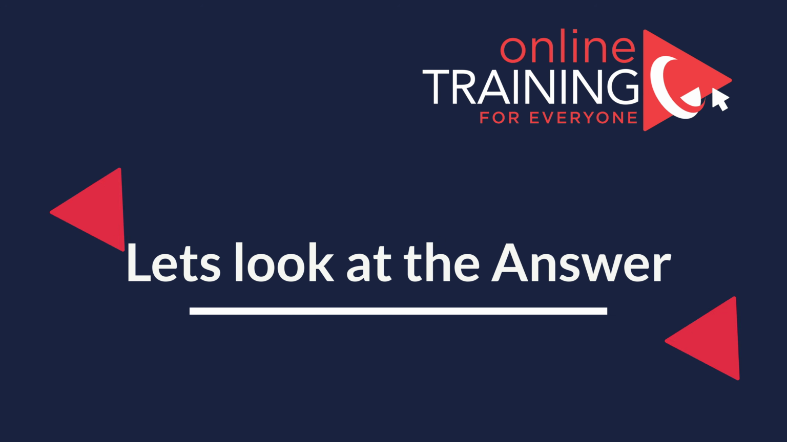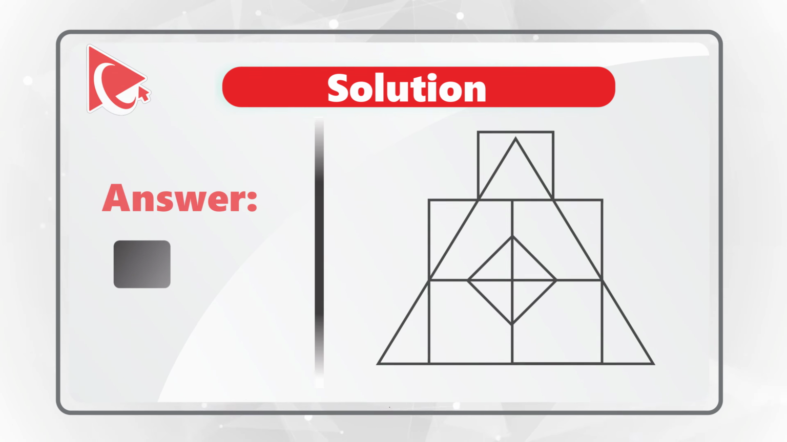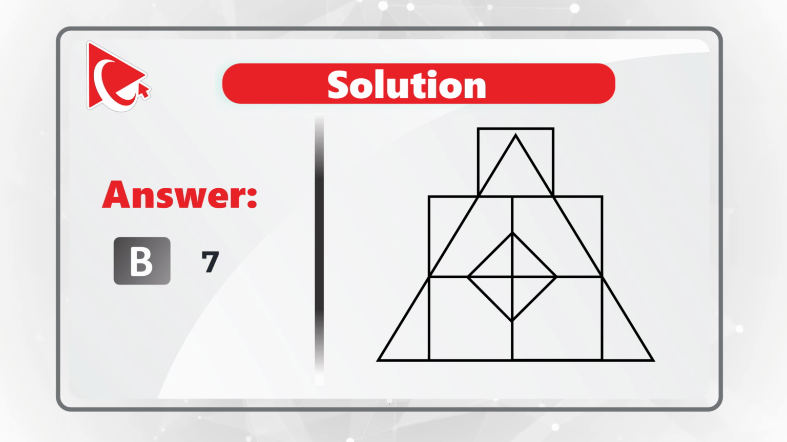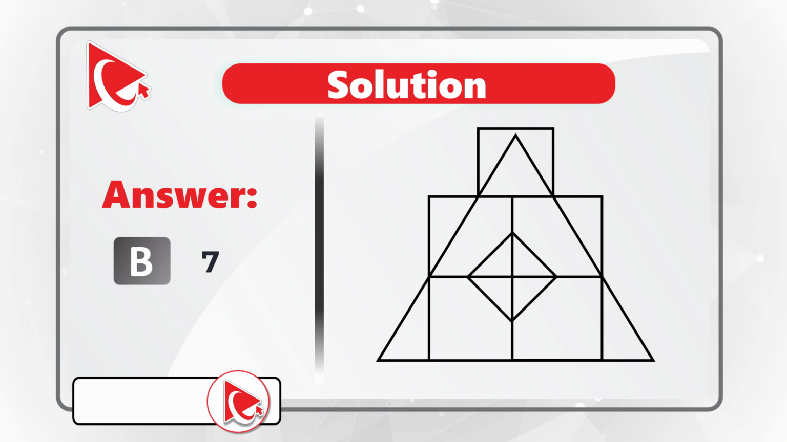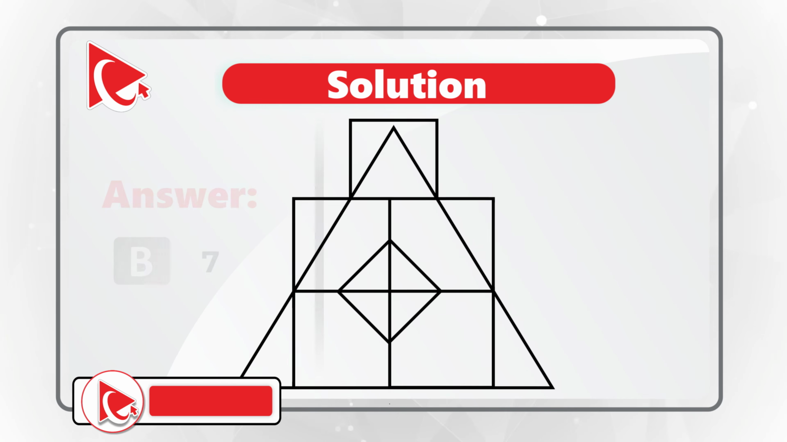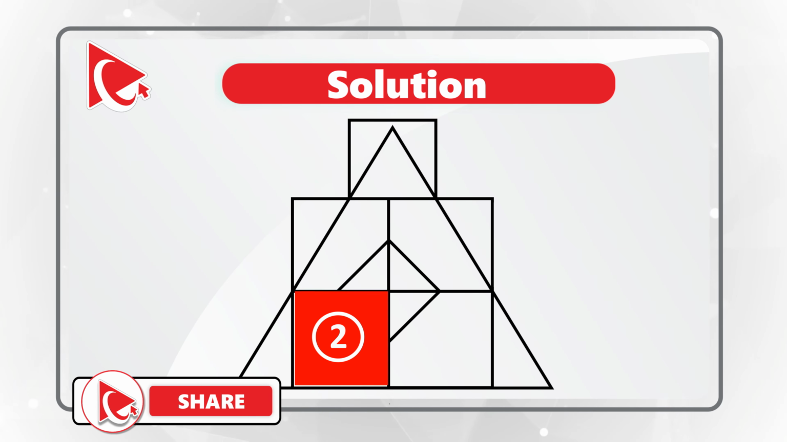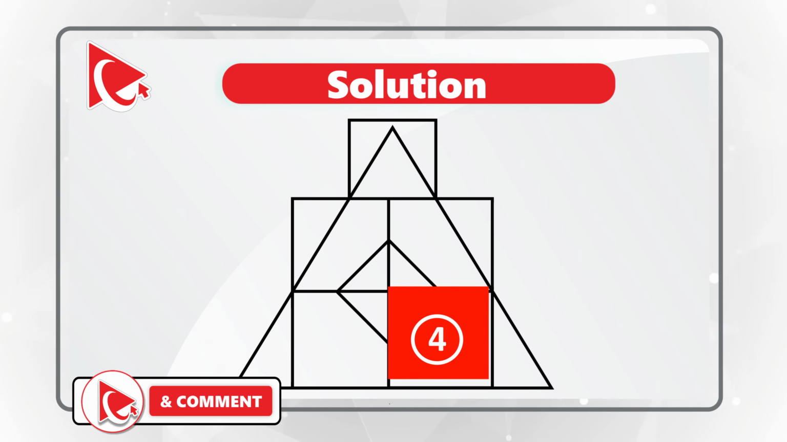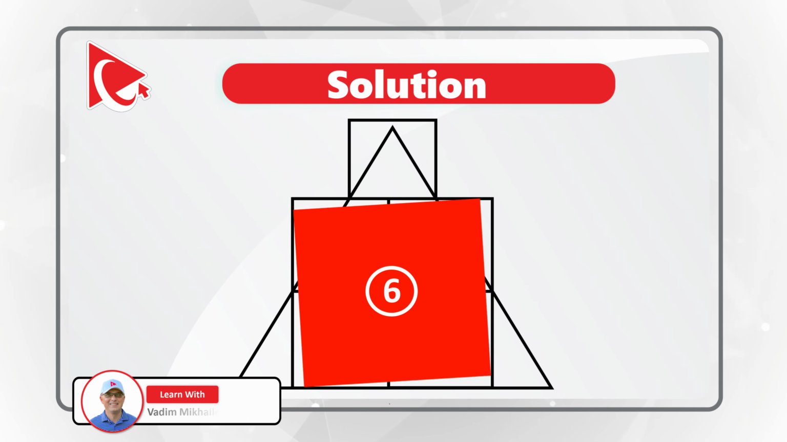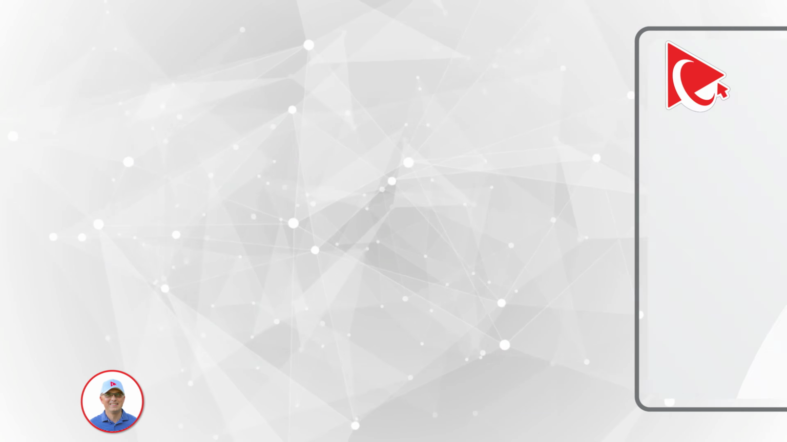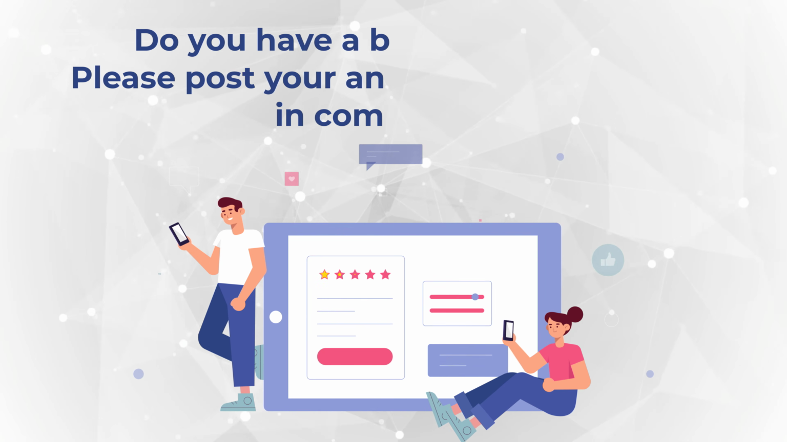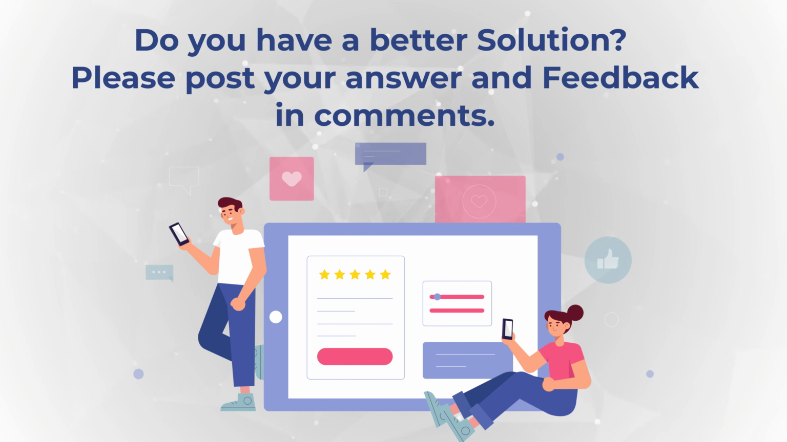Let me show you the final answer. I counted 7 squares in the picture. Obviously, if you have a different answer, please make sure to post your solution in comments. Here are all the squares: 1, 2, 3, 4, 5, 6, and 7. Do you have a different number? I'm looking forward to your response if you counted more or fewer squares.